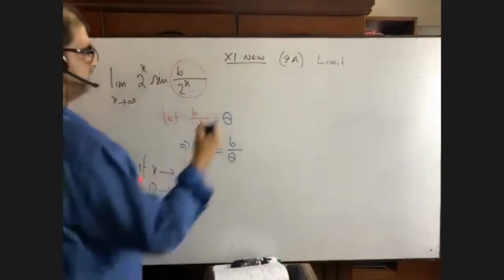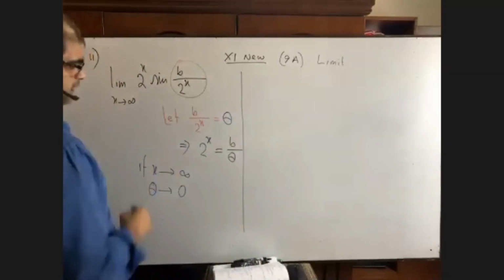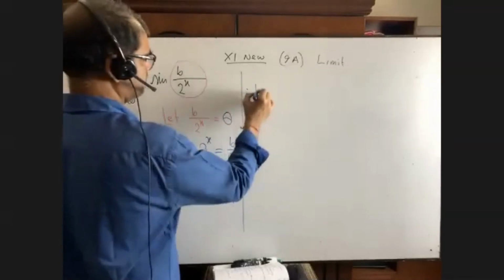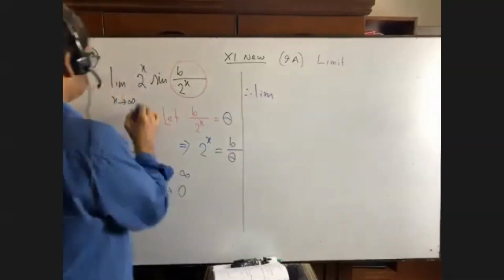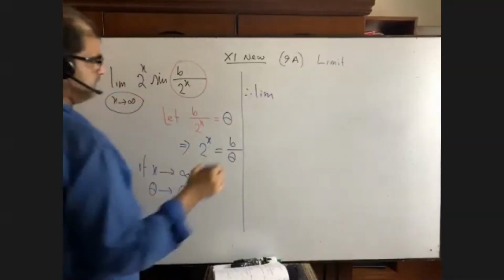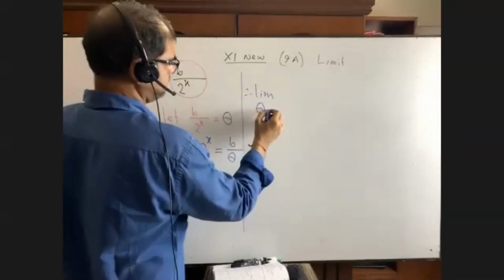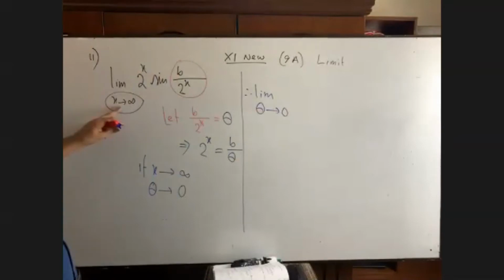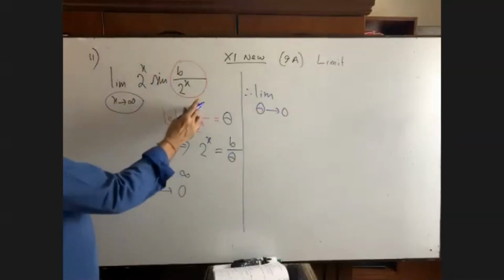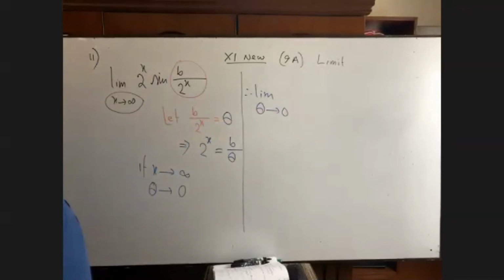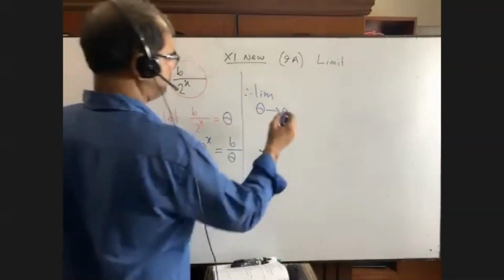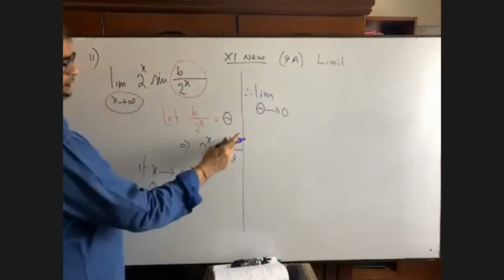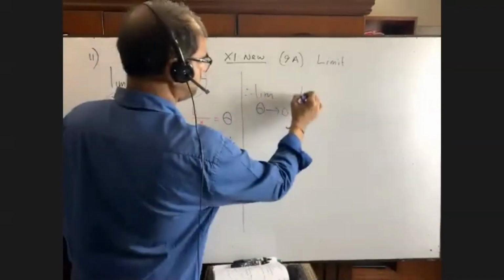Now we see what you get then. Therefore, the limit: theta tends to 0 as x tends to infinity. Now it is theta tends to b by infinity, so theta equals 0. Here, theta tends to 0. Now you put the value here. 2 to the power x equals what? b by theta. We are getting b by theta.